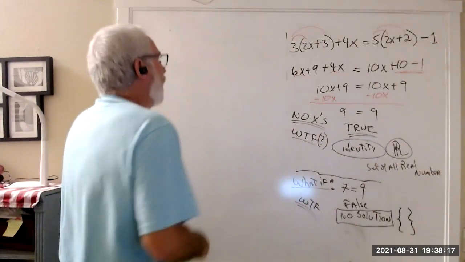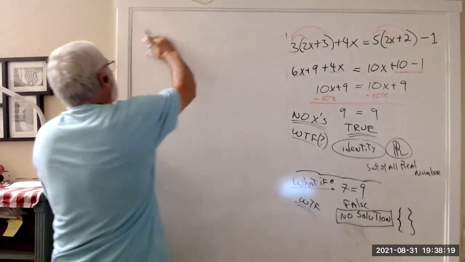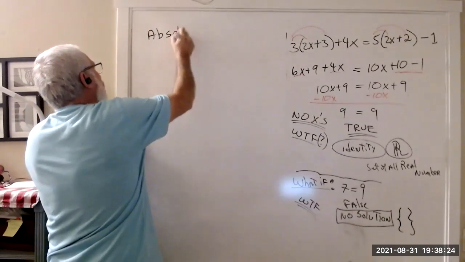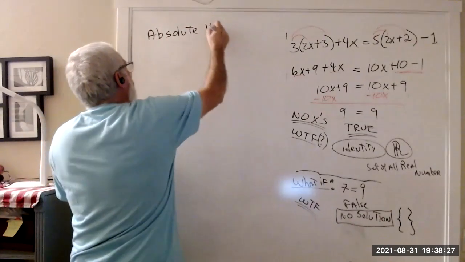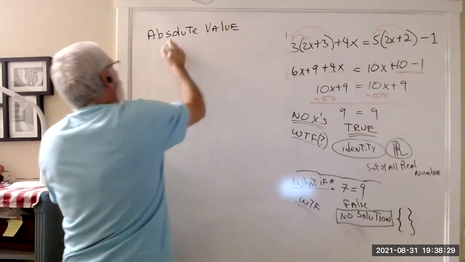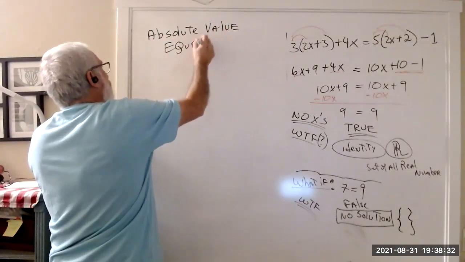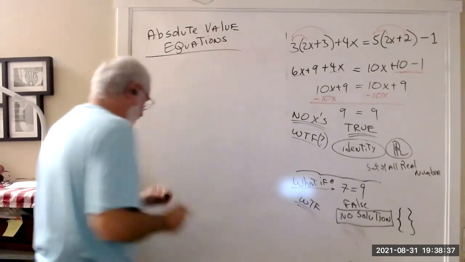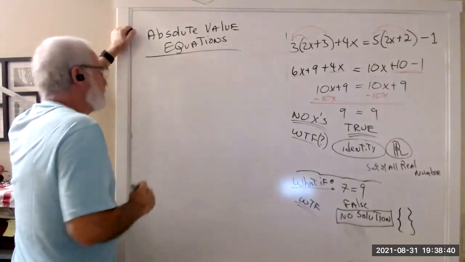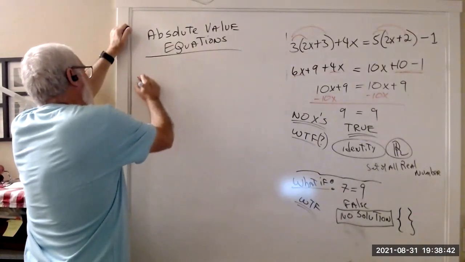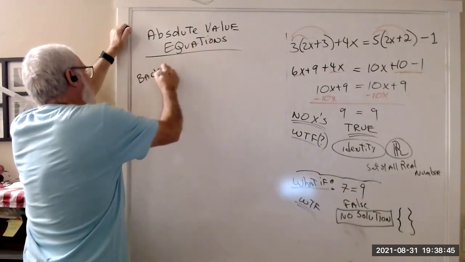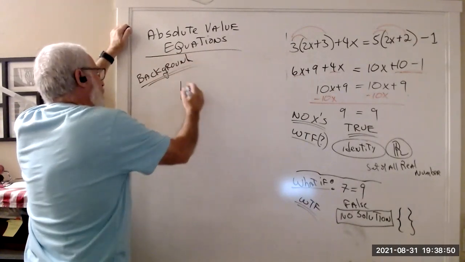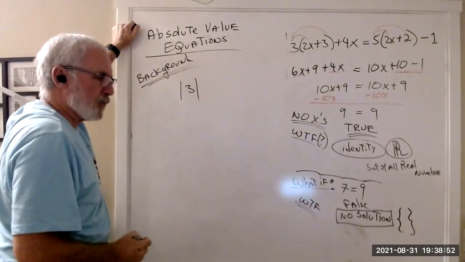Oh well. Okay, we're going to go into still chapter 2 stuff. We're going to talk about what's called absolute value equations. We need some background. What's the absolute value of 3?